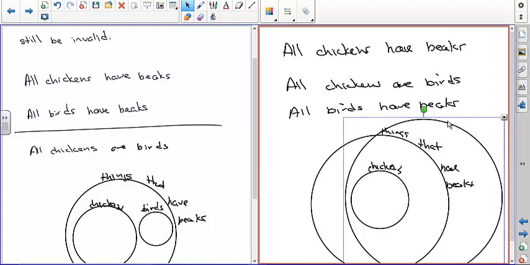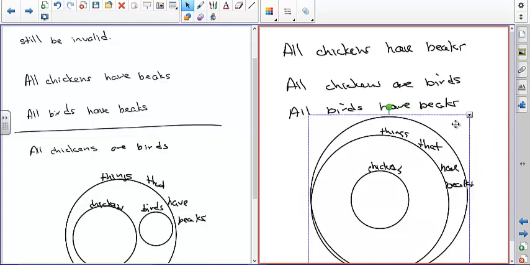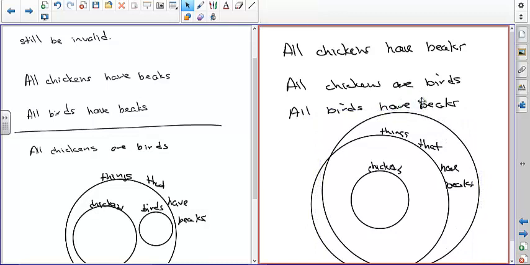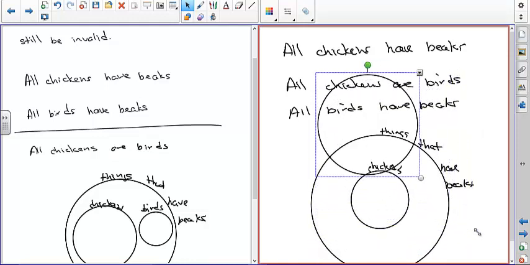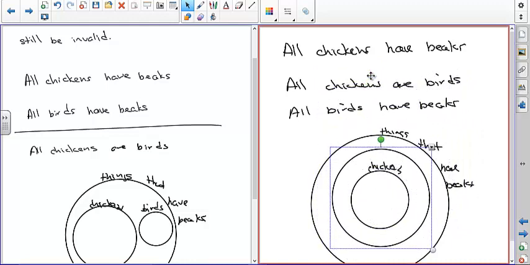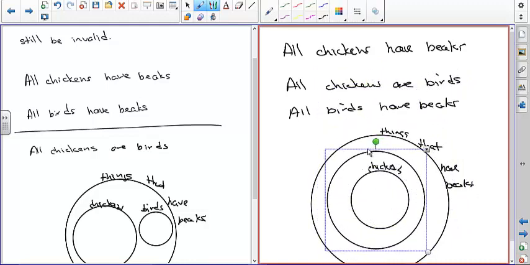and stick it inside the... I'm trying to get it, so there we go. I gotta make it smaller so it fits inside. Shrink it down about that size. Okay, there we go. So this would be birds, right? So this would agree. Things that have beaks. All chickens have beaks. All birds have beaks. Birds are chickens. Chickens are birds.